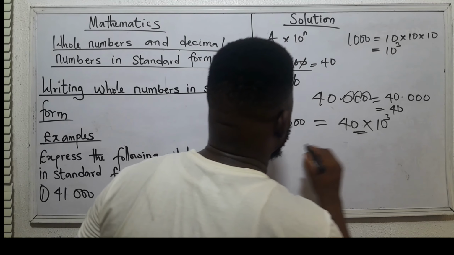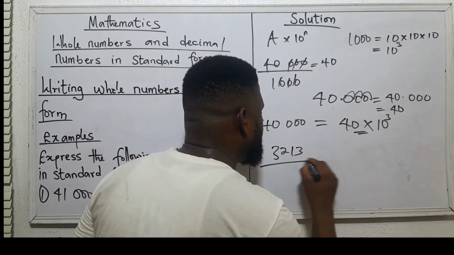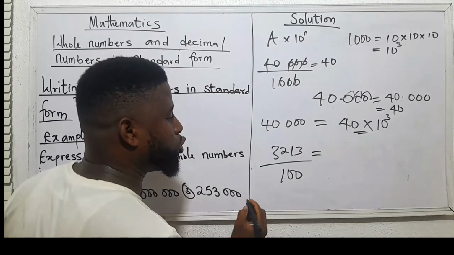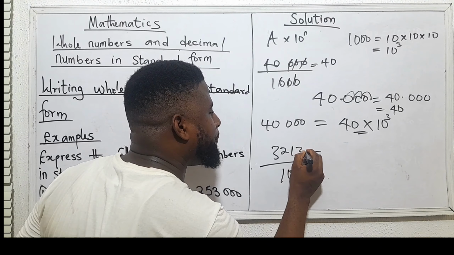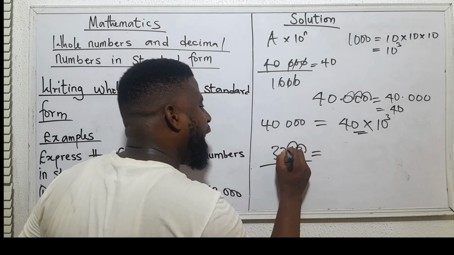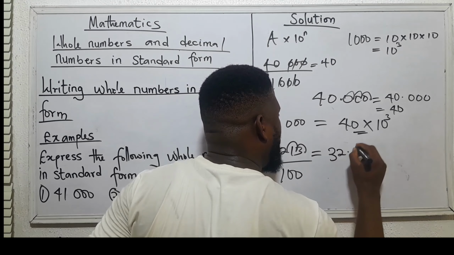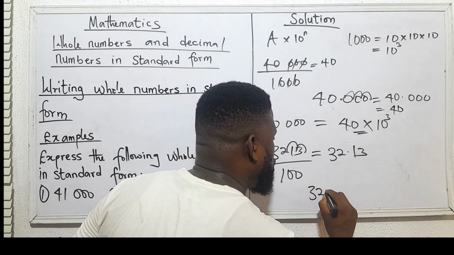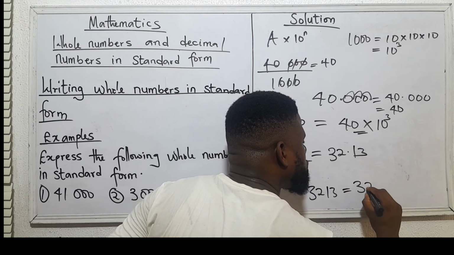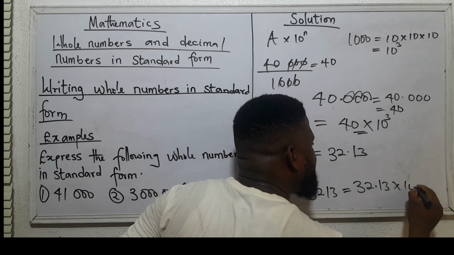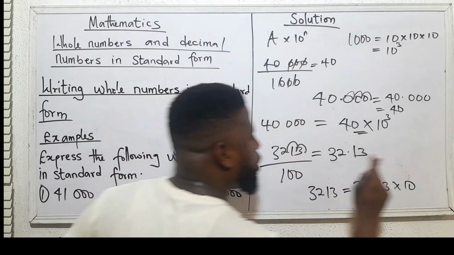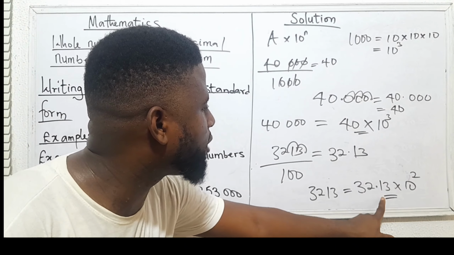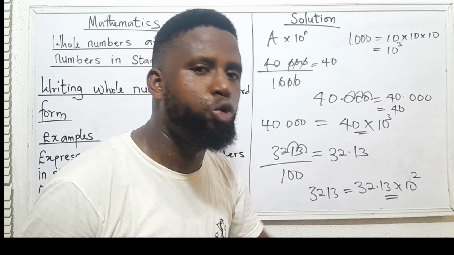So for example, if I have 3213 divided by 100, to do this, all I just need to do is to shift the place of the decimal point backward 2 times, 1 and 2, and this gives me 32.13. Now, this can also be written as 3213 is the same thing as 32.13 times 10 raised to power. Since I shifted the decimal place backward twice, we have 2 times. Right? Which is 32.13 times 10 raised to power 2.